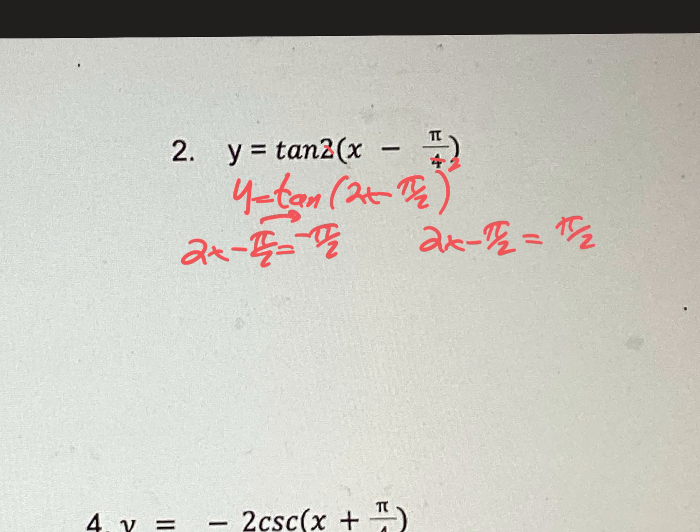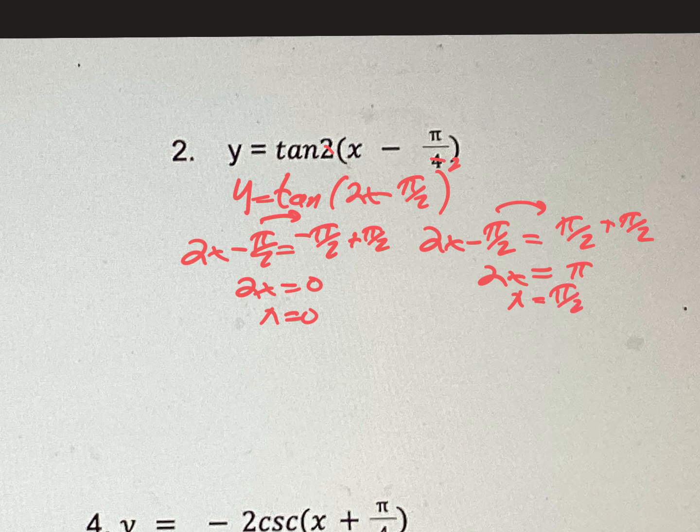When I move this one over, it'll be a positive pi over 2 there, which is just going to give me 0 on that side. Divided by 2 is still 0. This way, if I move that one over, it becomes plus pi over 2. If I do a half pi plus a half pi, it gives me 1 whole pi. Now divide by 2, get pi over 2. So I'm just going to start there, stop there.